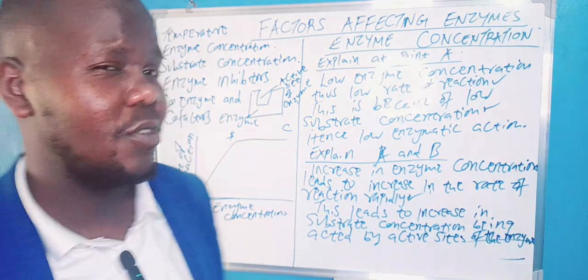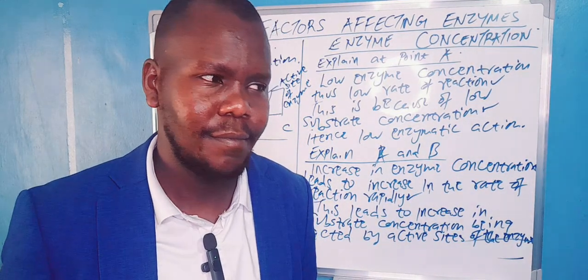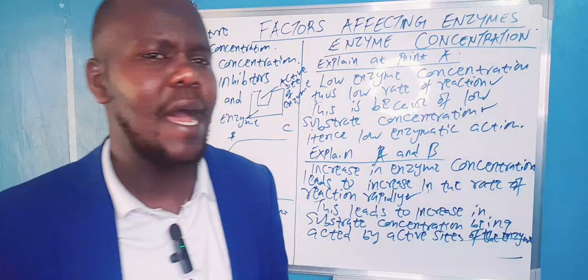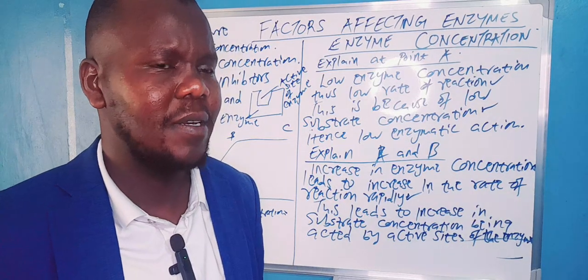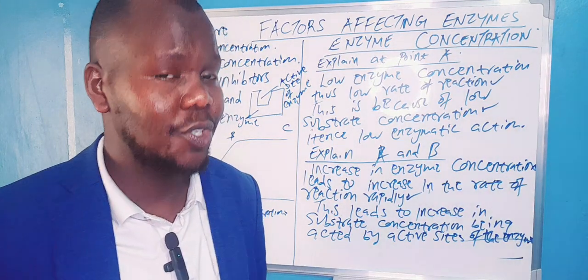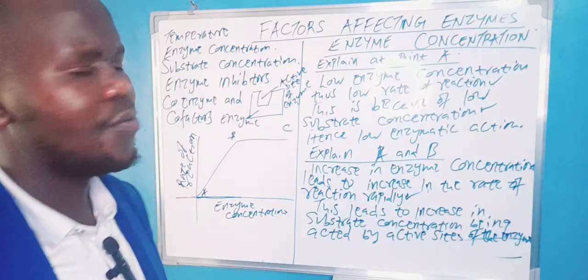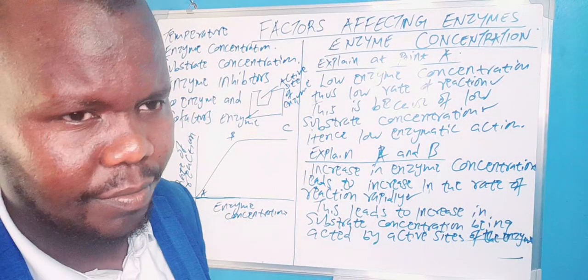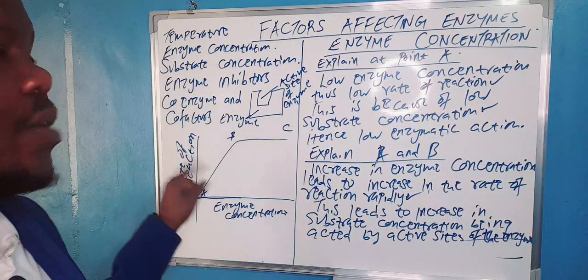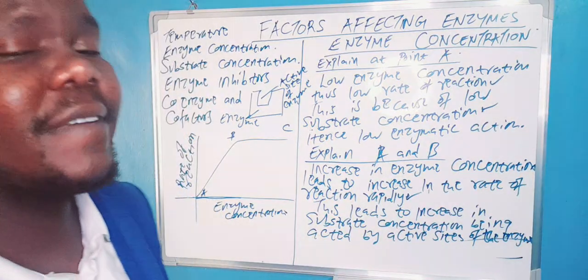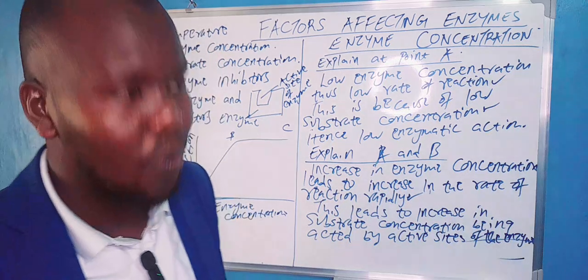When we speak about enzyme concentration, it's just the enzymes within our body. Let's speak about the mouth. In the mouth, we have salivary what? Amylase, right? And this salivary amylase will be breaking down starch to maltose. So if you have that low enzyme concentration, what does it mean? It means there will be a low rate of reaction because even the substrate that has to be broken down will be low.